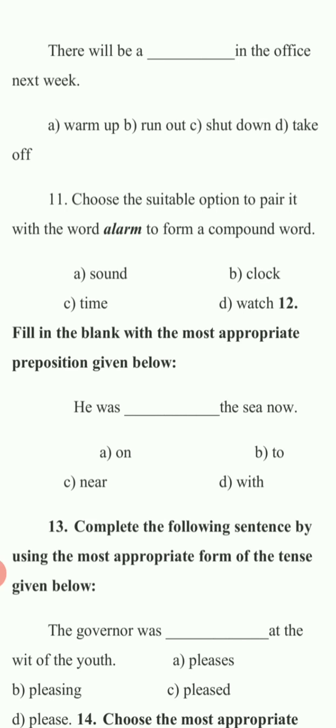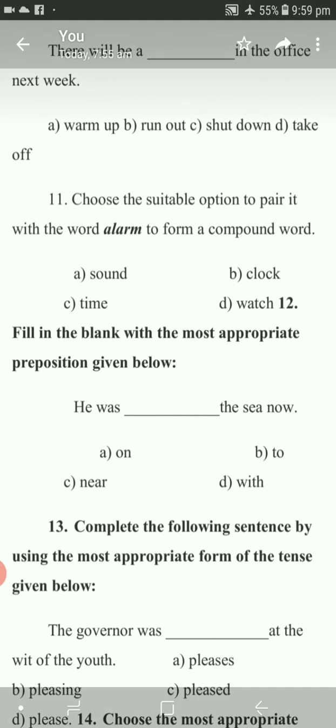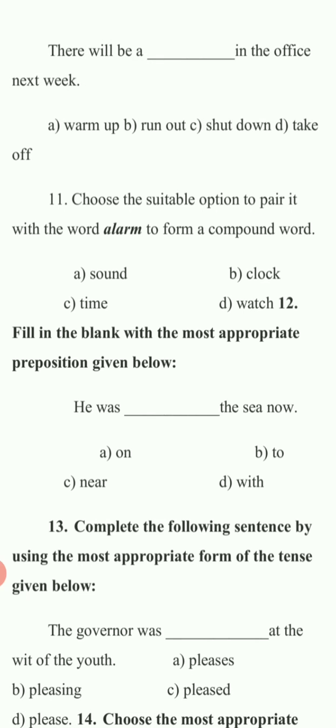Thirteenth question. Complete the following sentence by using the most appropriate form of the tense given below. You have to revise tense. All the 12 tenses you have to revise to answer this question. The governor was dash at the wit of the youth. Option A, please. B, pleasing. C, pleased. D, please. Here, past continuous, was pleasing is the correct answer. Option B, pleasing is the correct answer. For this you have to revise all the tenses.